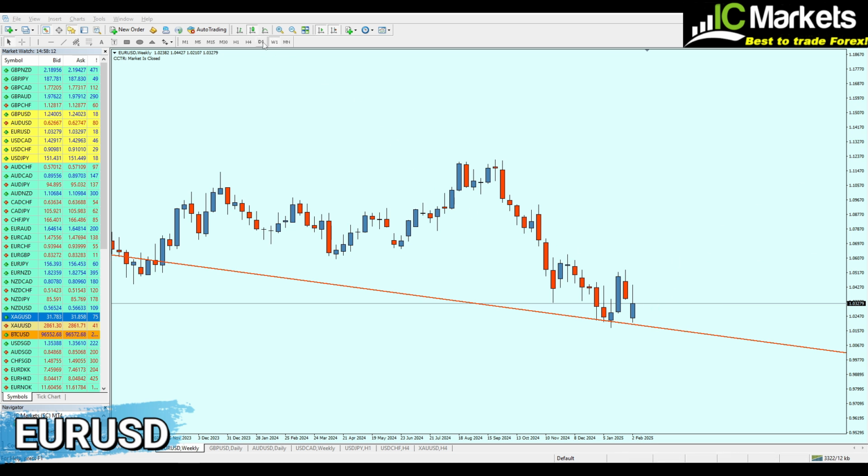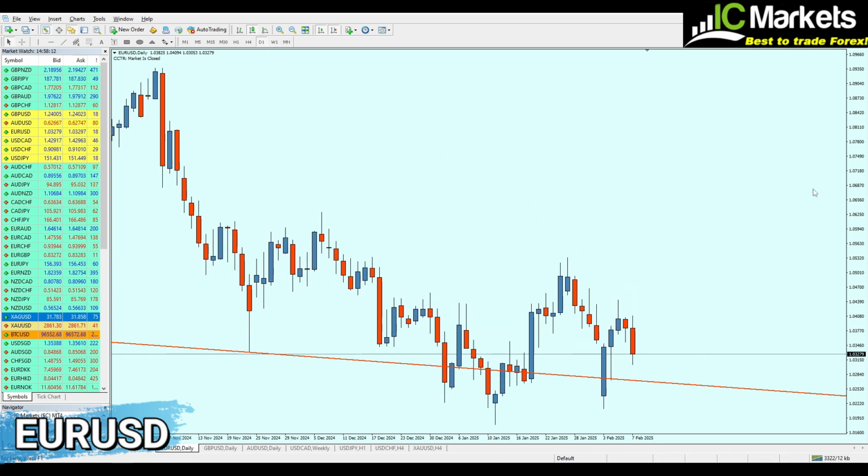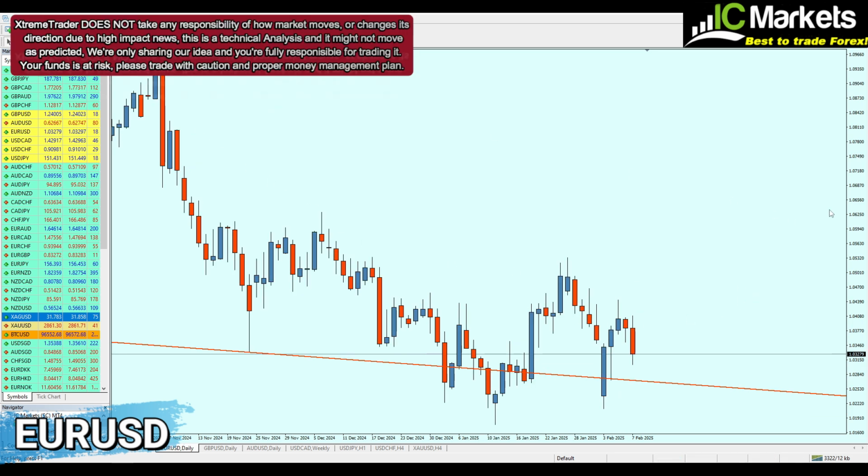Let's now move to the daily chart. Here on the daily chart we can also notice that the market has started the week with a strong bullish candle, and it seems like the market has already reversed from this level of support. Not only that, but we can see here an inverted head and shoulders pattern that has already been completed. Therefore, EURUSD seems to be going up for the upcoming week.